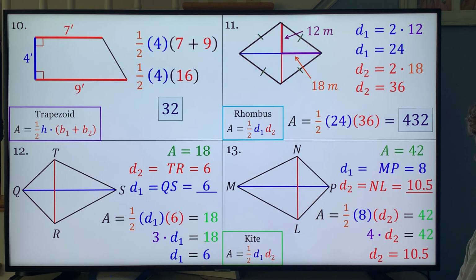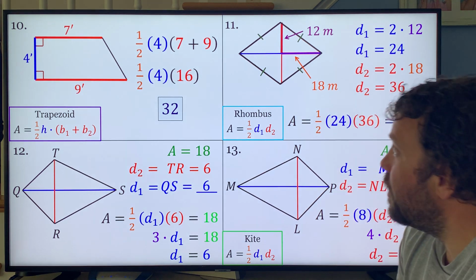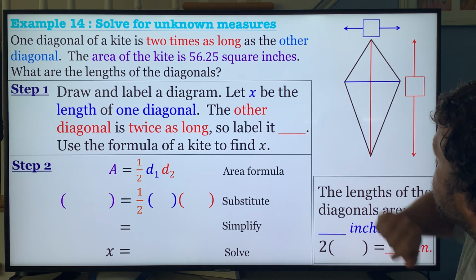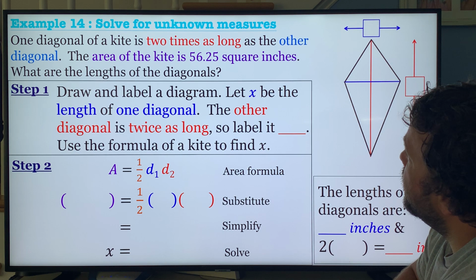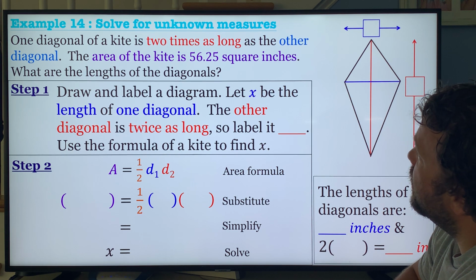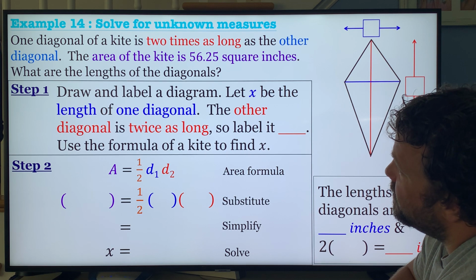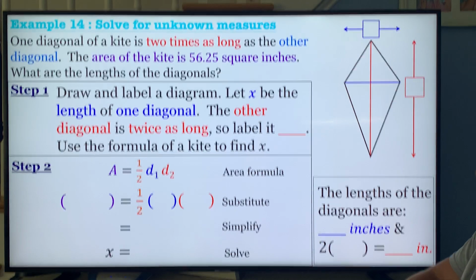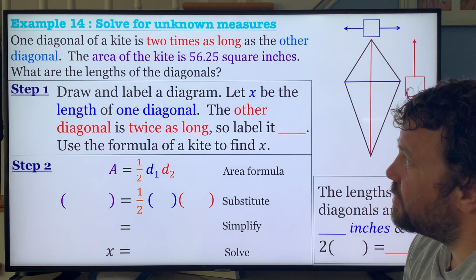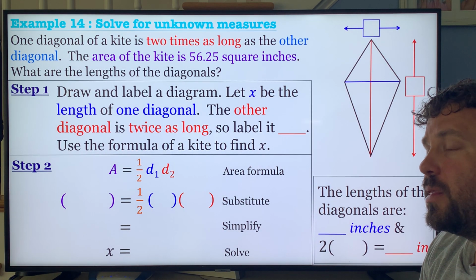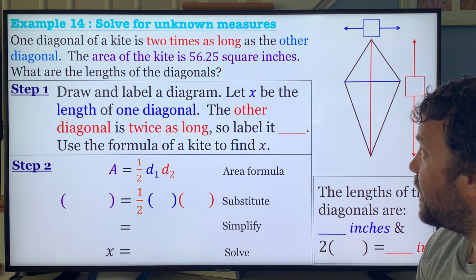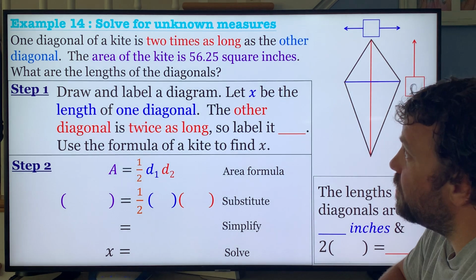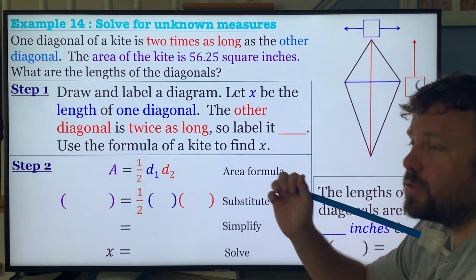Want to ramp it up a little bit? Yep. Solve for an unknown measurement. So, one diagonal of a kite is 2 times the other diagonal. The area of the kite is 56.25 square inches. What is the length of the diagonal? We did something very similar before when we dealt with angles and segments, just using the proportions, alright?